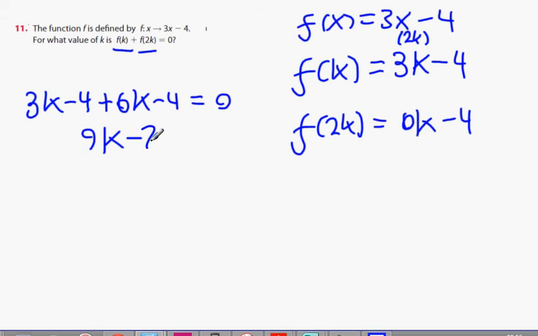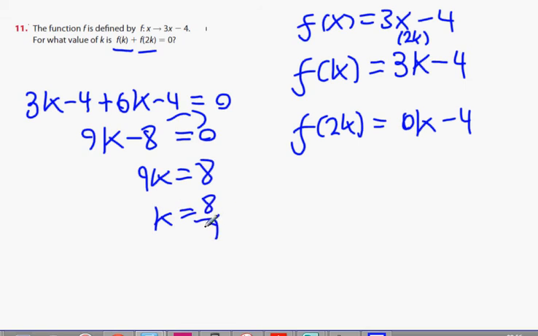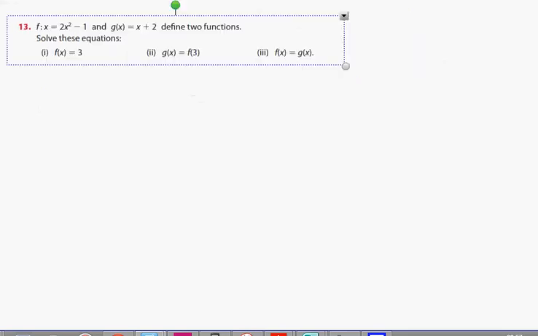9k minus 8 equals 0. Bring over the 8. 9k equals plus 8. K equals 8 over 9. How many people got that completely right? Okay, well done. Now, any questions on that one? No? Okay. Number 13.